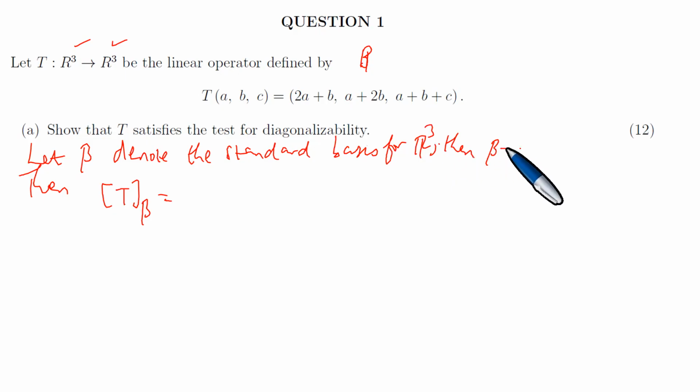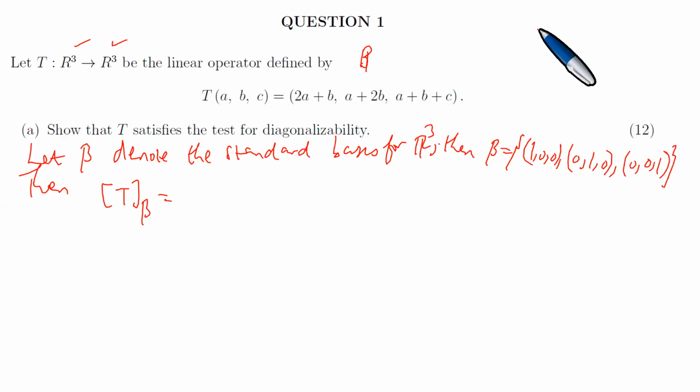Then beta, you can write out here. Beta contains the standard vectors. The standard vectors are the 1, 0, 0 vector, the 0, 1, 0 vector, and the 0, 0, 1 vector. These are basically unit vectors in three-dimensional space, like this.